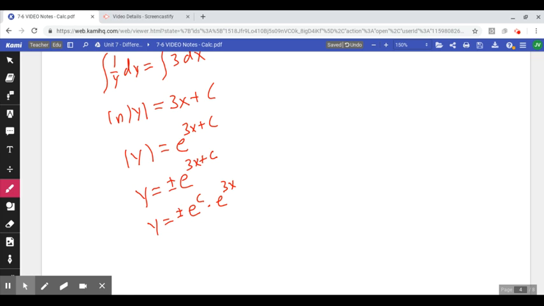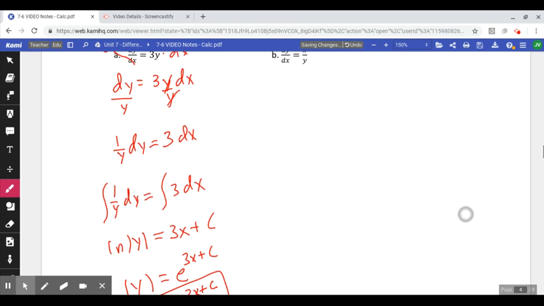The reason why you would do that is that e to the c power is just another constant. So it can actually help you solve it a little bit. But either one for right now is going to be fine. So you can circle or box in this one, or you can box or circle in the other one. They're just two different ways of writing the general solution.